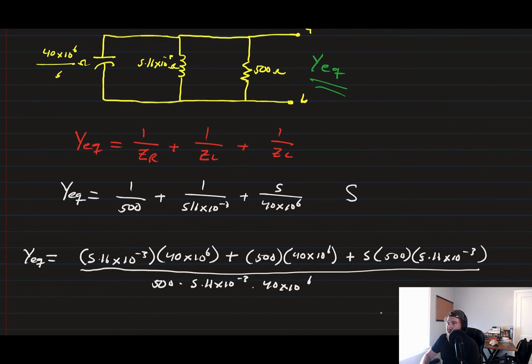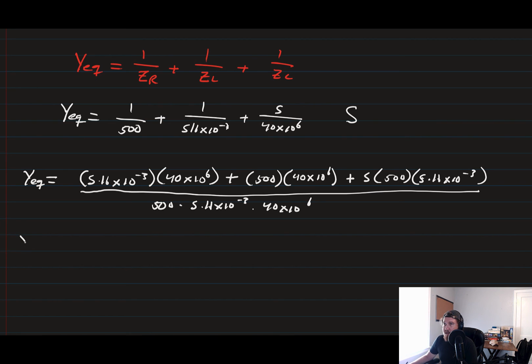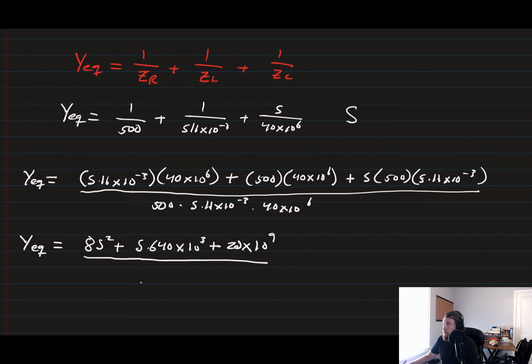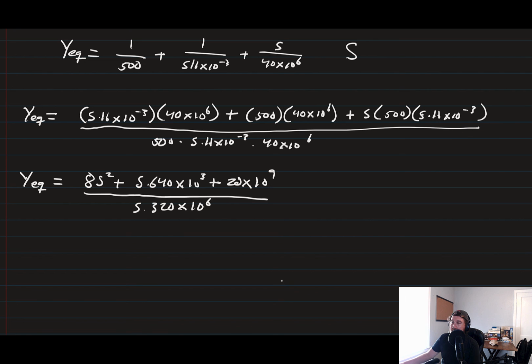Now, if you go ahead and punch those values in your calculator, and I'll kind of rearrange it to make it a quadratic, that gets us 8S squared plus S times 640 times 10 to the 3rd plus 20 times 10 to the 9 over S times 320 times 10 to the 6. Now, one last step before I call it done.